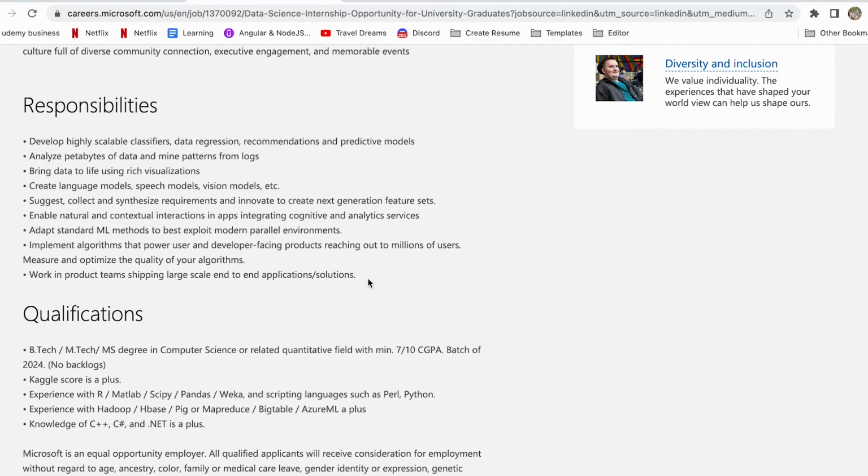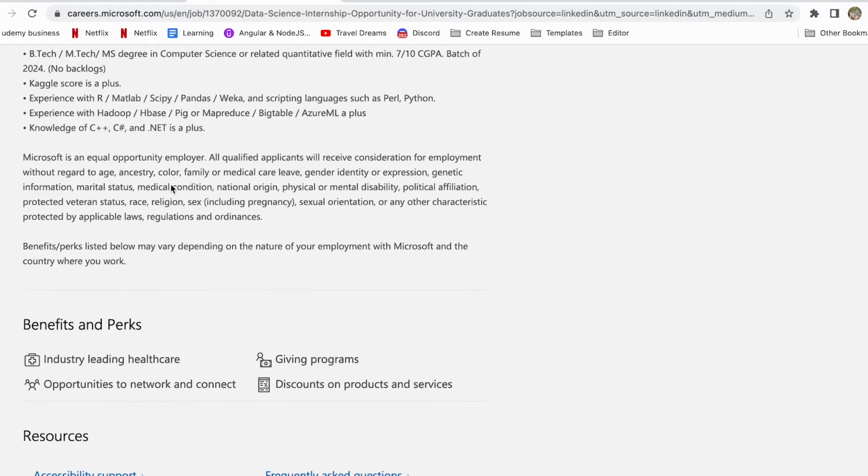These are the responsibilities that you will have if you work as an intern there. You will also get the same perks, which were the same as in the software engineering internship.